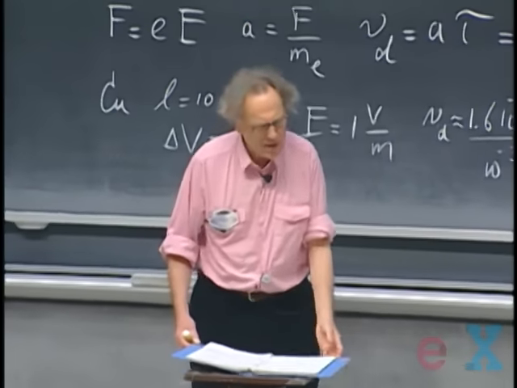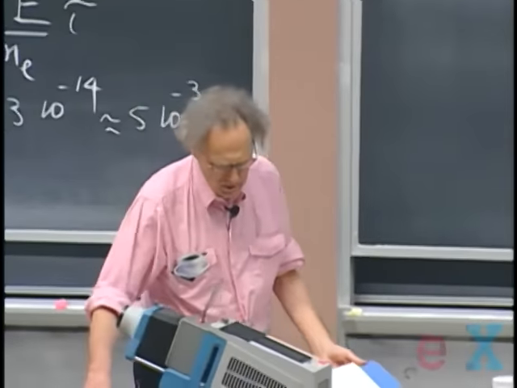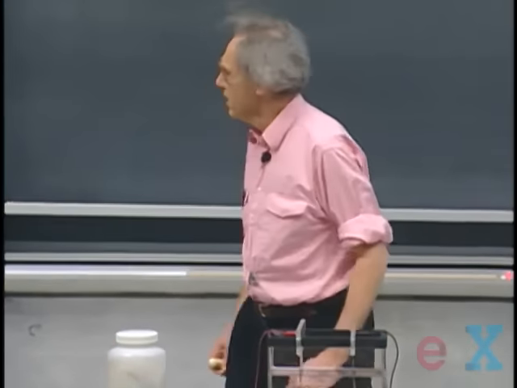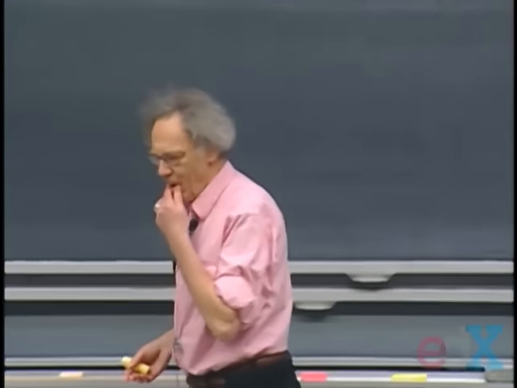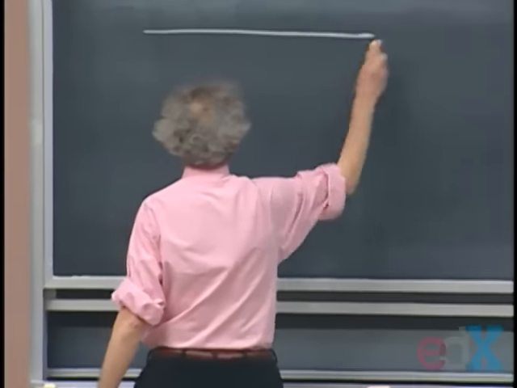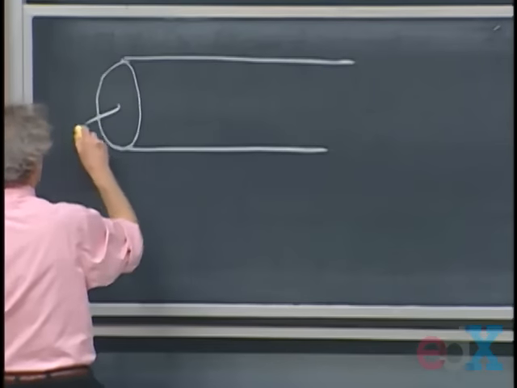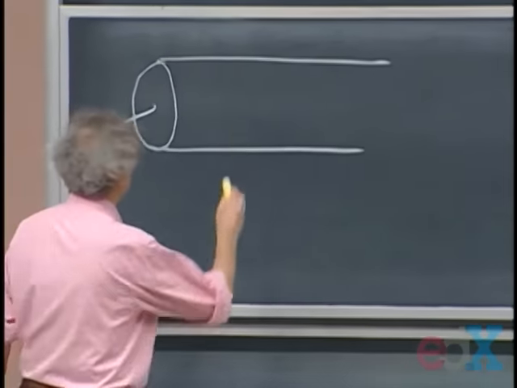Now I want to massage this further and see whether we can somehow squeeze out Ohm's law, which is the linear relation between the potential and the current. So let me start off with a wire which has a cross section A, and it has a length L.